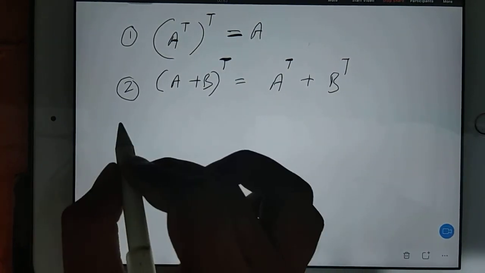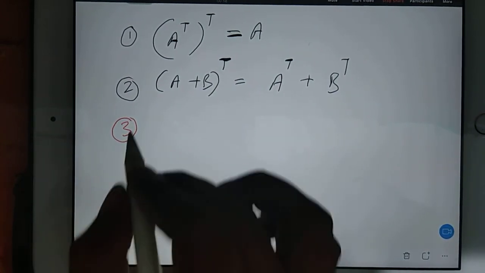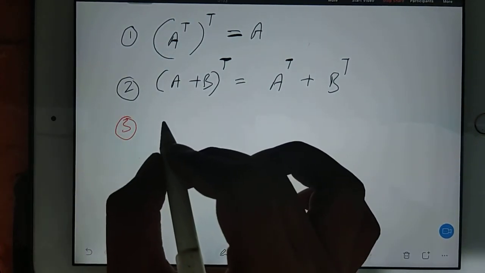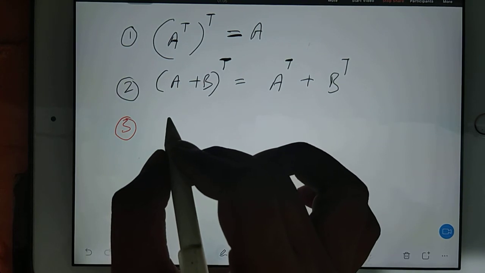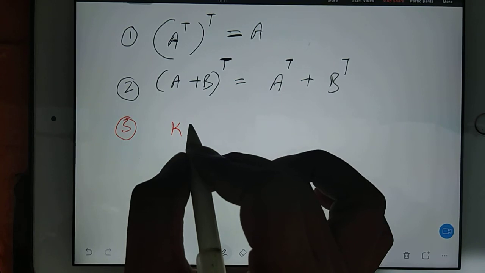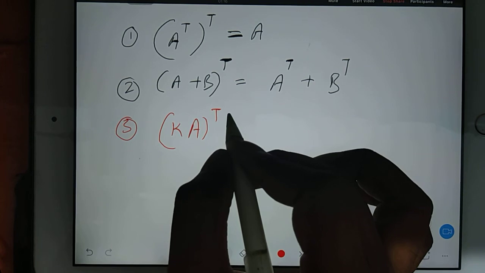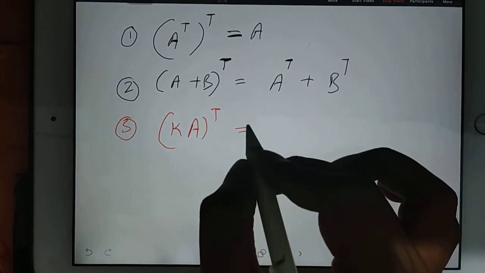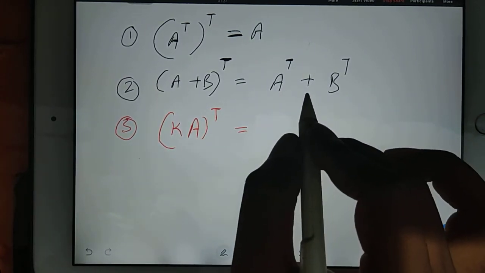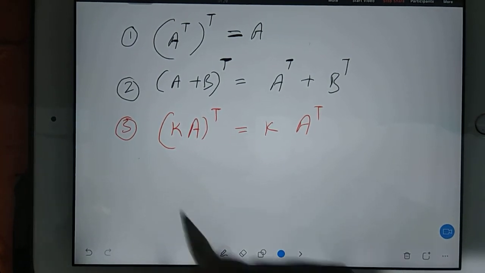Okay, now the third point. The third and fourth are tricky points. So keep in mind, suppose you have any constant number k and any matrix A, and the whole power t, which means we are doing the transpose. Do you think I can take this k out, like power t? So I can write like this. See, you can take one example.